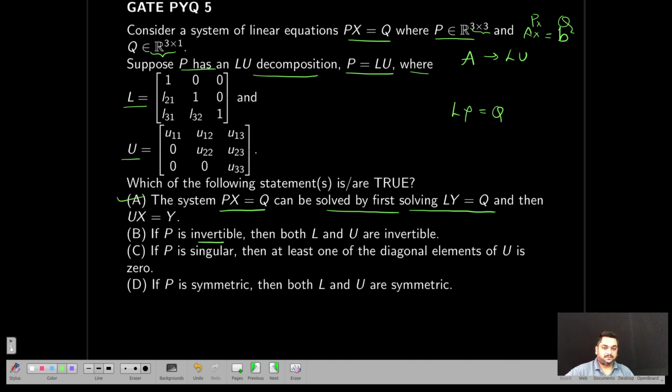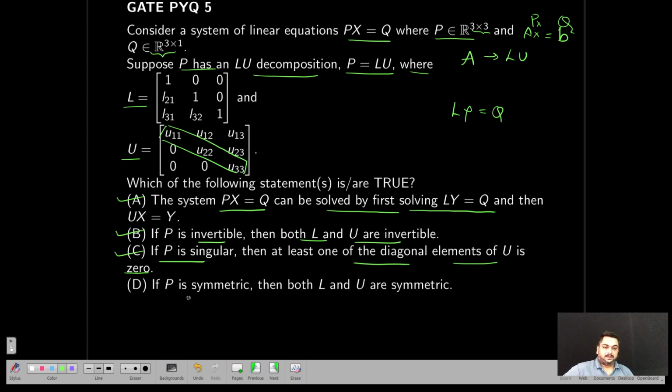Then, if P is invertible, then both L and U are invertible. That means if the determinant of P is not 0, then P is invertible, and then L and U both will be invertible. That is true. If P is singular, then at least one of the diagonal elements of U is 0. That is, if the determinant of P is 0, one of the diagonal elements will be 0. This is from the standard property. If you solve any example, you will get that.